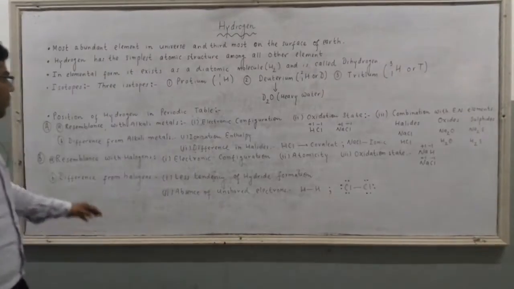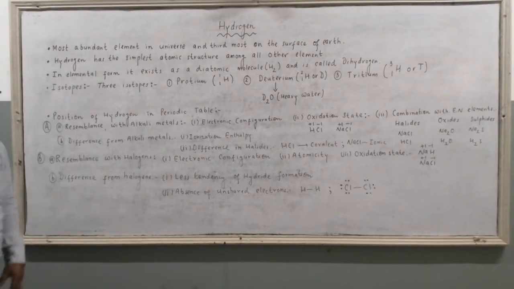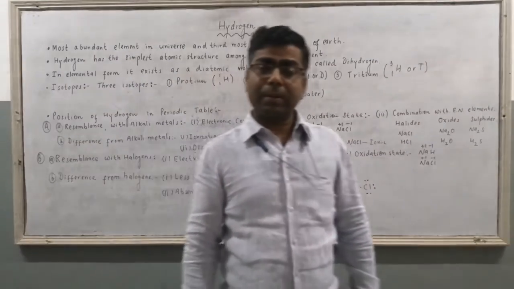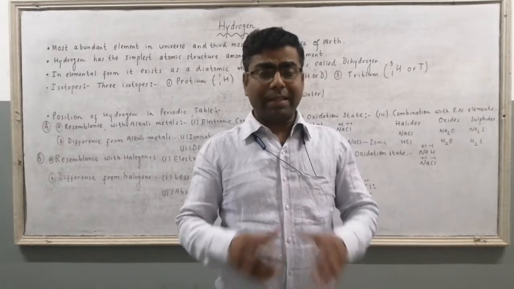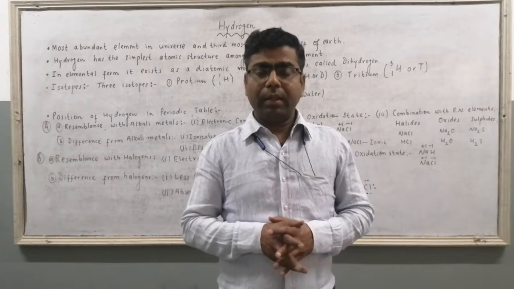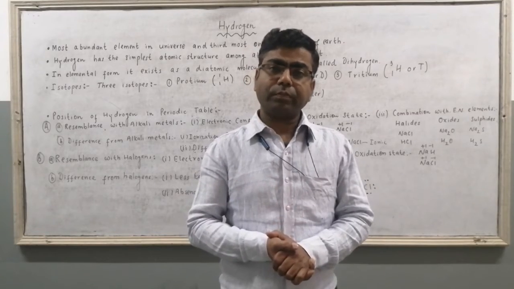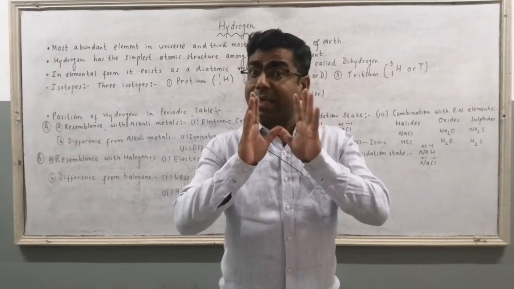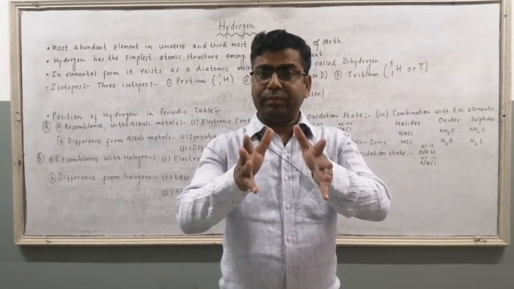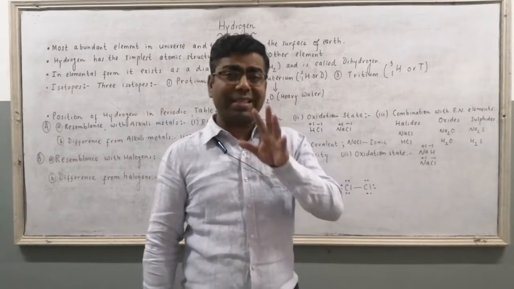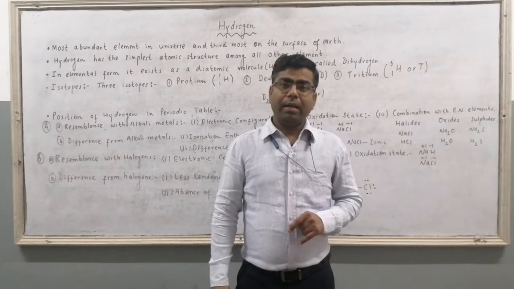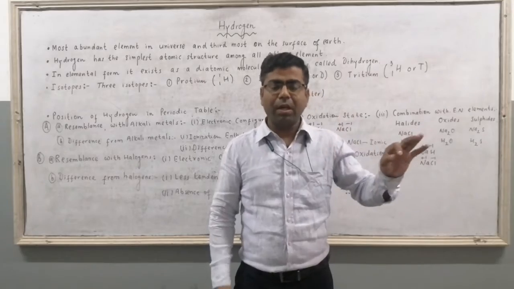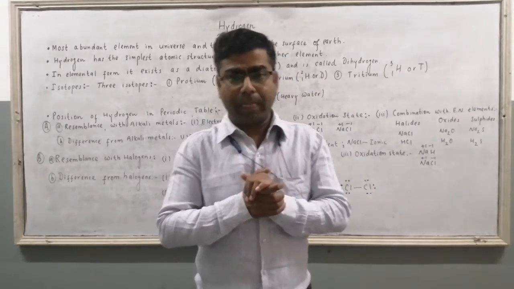After that, point number 3 is about isotopes. Now what do we mean by isotopes? It's a class 9 topic. Definition is very simple. Atoms of the same element having same atomic number but different mass number are called isotopes.